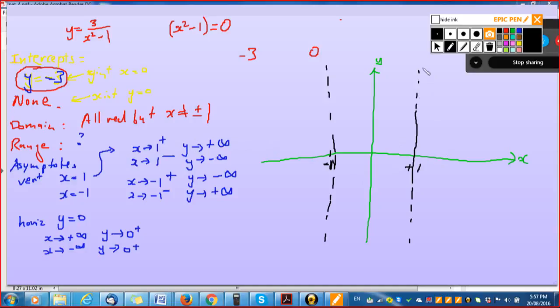Basically, as x approaches 1 from above, y is going to approach positive infinity. Positive infinity is this way. Right, so it's going to look like that. And as x approaches positive infinity, which is this way, y approaches 0 from above. Got it? Does that make sense for that bit? As x approaches -1 from above, meaning from here, it approaches negative infinity. So it's that bit there.